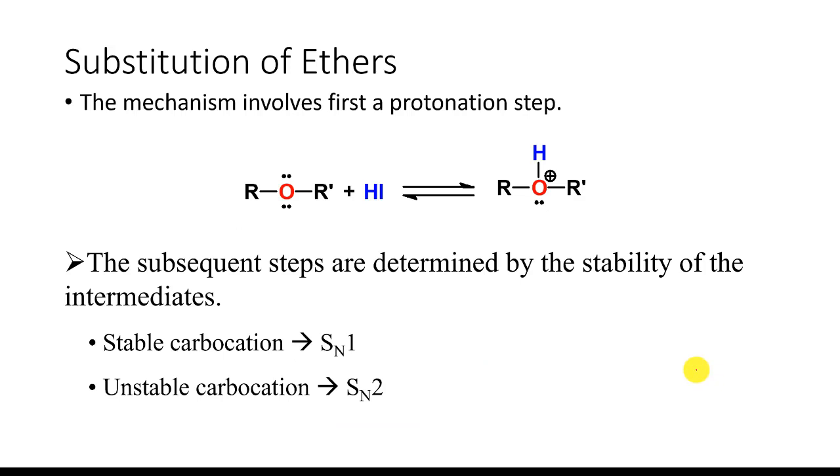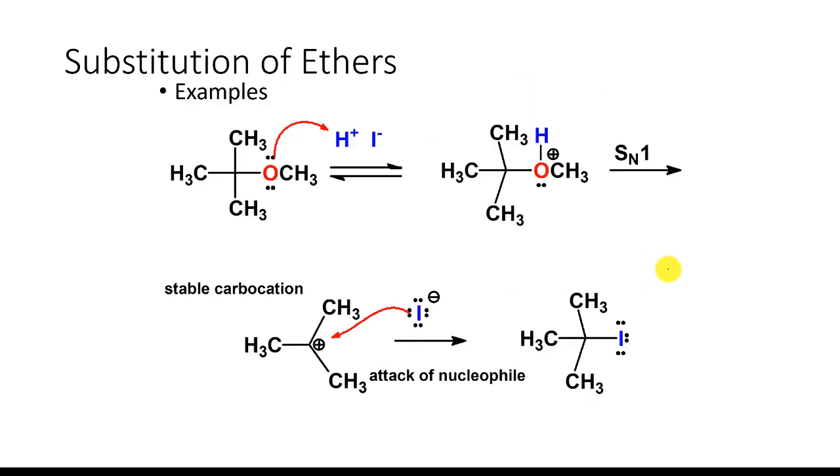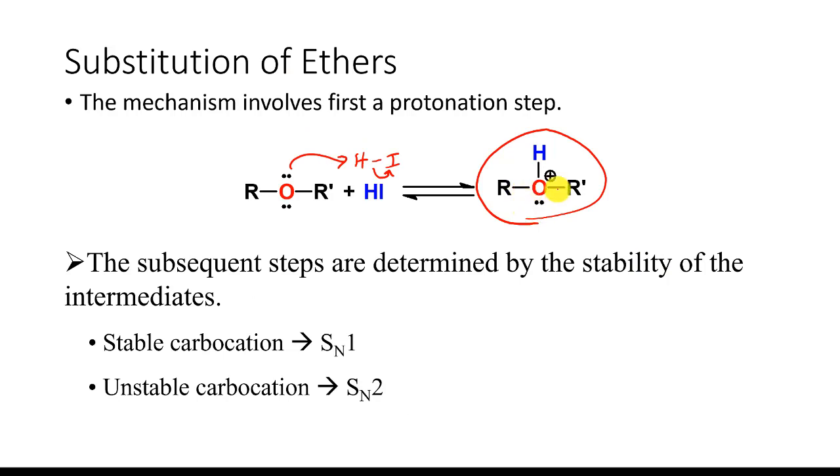So the first step of the mechanism, as we said, involves the protonation by the acid. So I'll draw HI out like this, and then this will come and go like that. And now I have a situation where I can form a carbocation. If you can form a stable carbocation, in other words, if it's secondary or tertiary, it'll most likely undergo an SN1 type reaction where one of these bonds will break and form a carbocation.